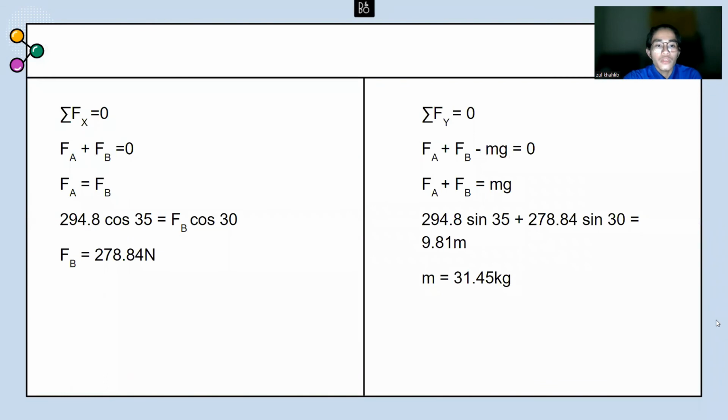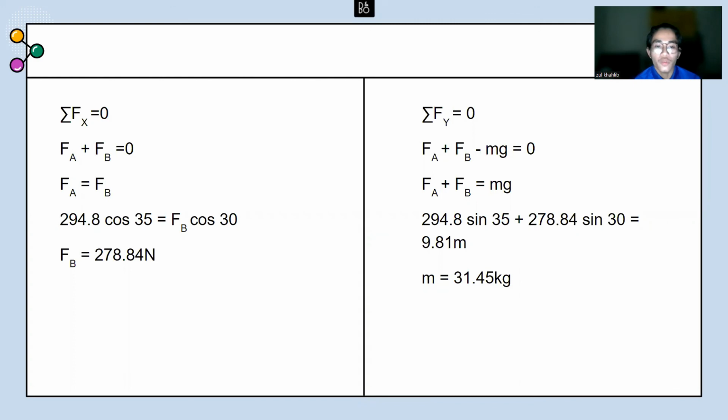So basically what we need to do is to assume that the net force is equal to 0. Since this is static equilibrium, we know that the force in cable A is equal to the force in cable B. By substituting all the values given in the x component, we will obtain the tension for cable B, which is 278.84 Newton.